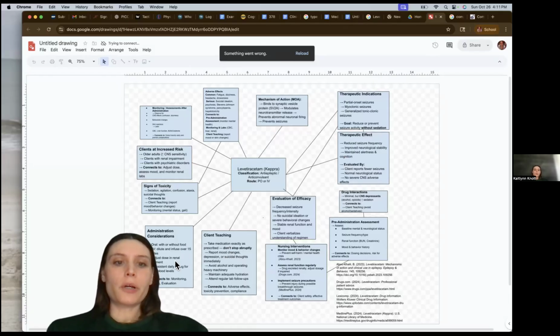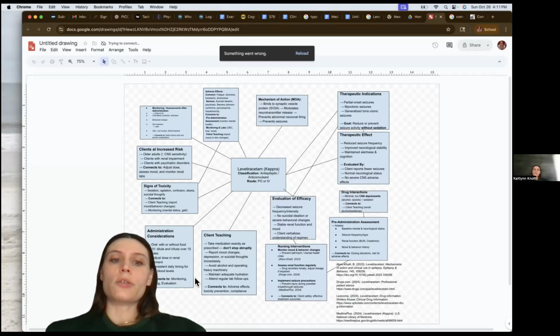So from client teaching, we're going to go to the administration considerations. So oral with or without food is fine. IV, dilute and infuse over 15 minutes. Adjust dose if renal impairment, and then consistent daily timing for steady blood levels. And then this connects to the monitoring, the teaching, and the evaluations.